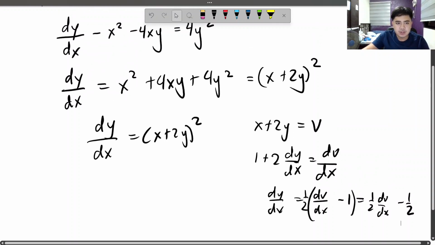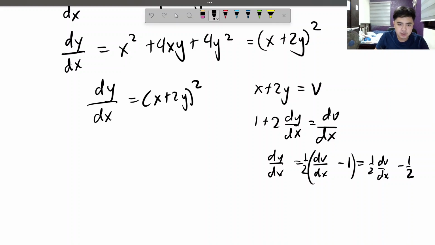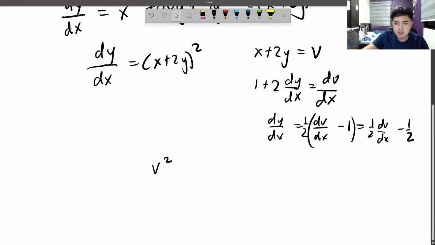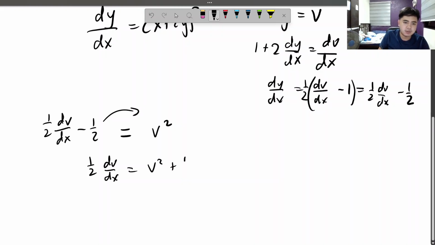So let's put everything in the original equation. So x plus 2y becomes v, so v squared. dy over dx becomes this, 1/2 dv over dx minus 1/2. So 1/2 dv over dx minus 1/2 equals v squared. And from here we have a v, so that's going to be good. So let's just put 1/2 on that side. So 1/2 dv over dx equals v squared plus 1/2.